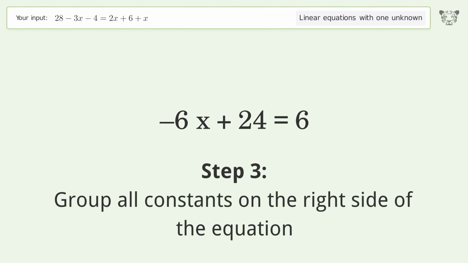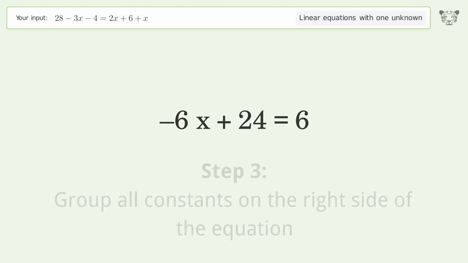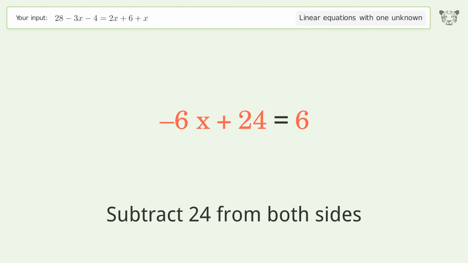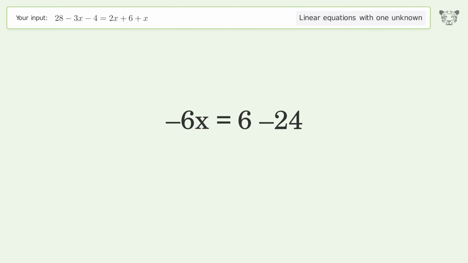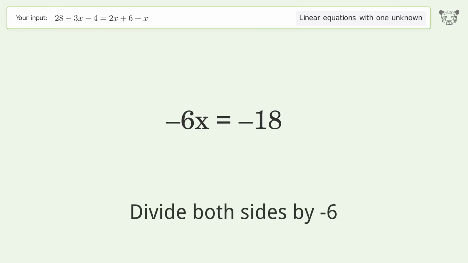Group all constants on the right side of the equation. Subtract 24 from both sides. Simplify the arithmetic. Isolate the x. Divide both sides by -6.